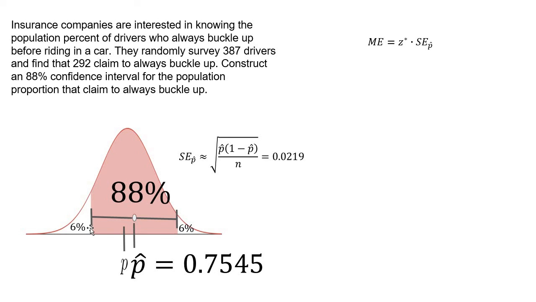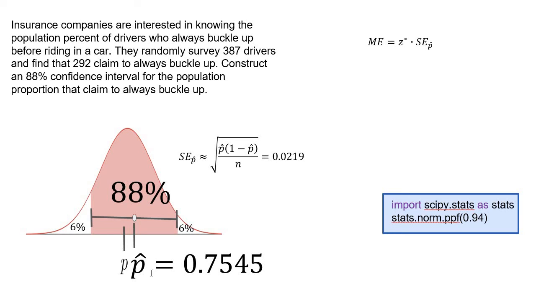So I have two choices. I either capture the 6th percentile, which is the percentage below the 88 in the middle, or I could capture the 94th percentile, which is this 88% plus this 6% to make 94%. If I do the 6th percentile, though, it's going to give me a negative number because that's below the population proportion, and I'm going to have to take the absolute value of that. So I'm just going to go ahead and do the 94th percentile so I don't have to worry about that. To find the 94th percentile, I'm going to use Python scipy.stats.